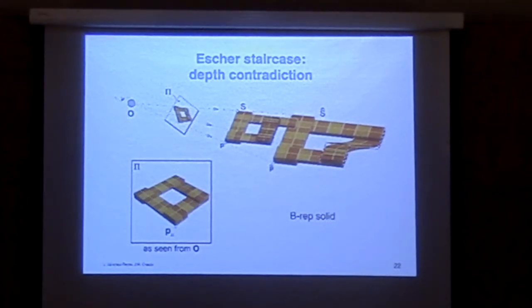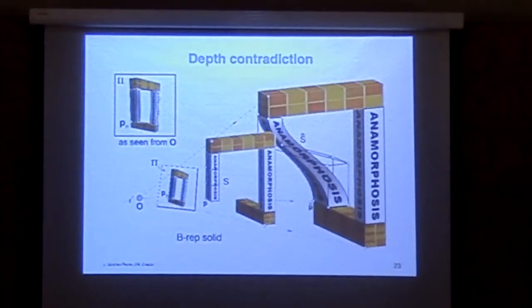And those are just standard B-reps. You could model them with any CAD system. Here is another example of depth contradiction, where the texture is some text. Here is a sort of Penrose quadrilateral.